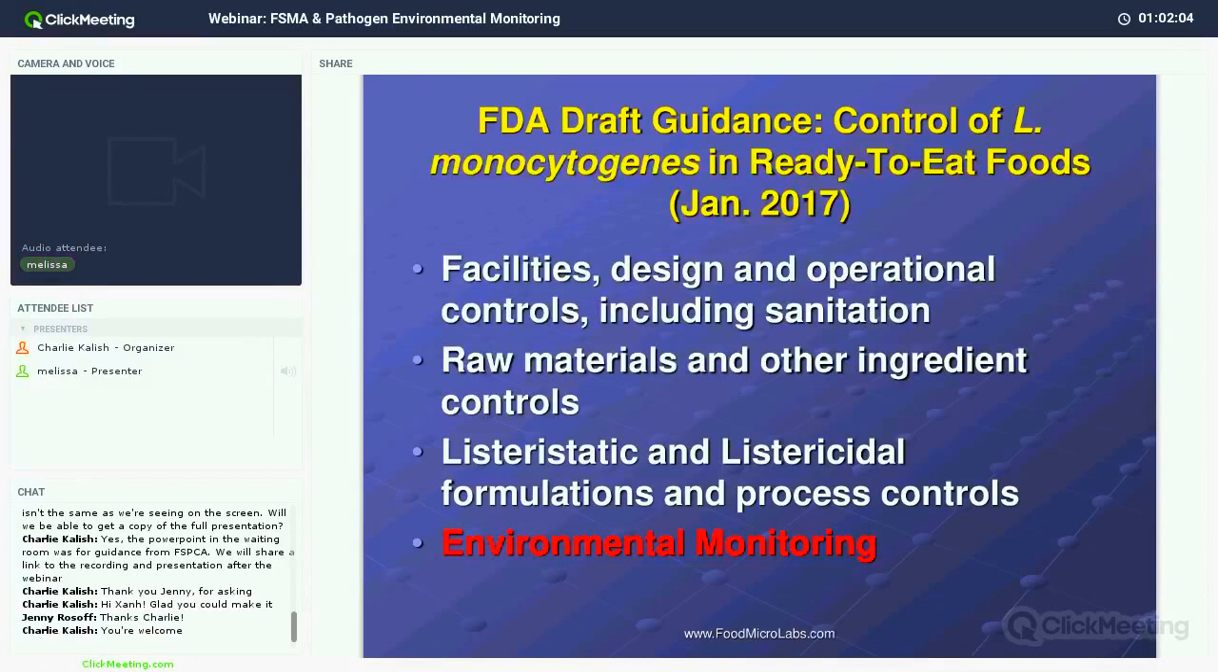Again, the Food and Drug Administration just last month, around January 15th, issued a draft guidance for the control of Listeria monocytogenes in ready-to-eat foods. And in that draft document, for the first time, they issued environmental monitoring criteria relative to Listeria only.